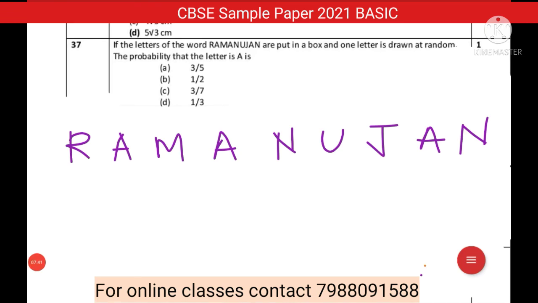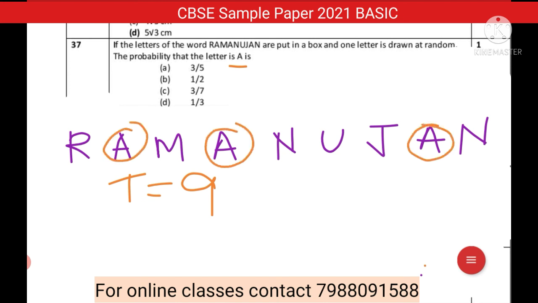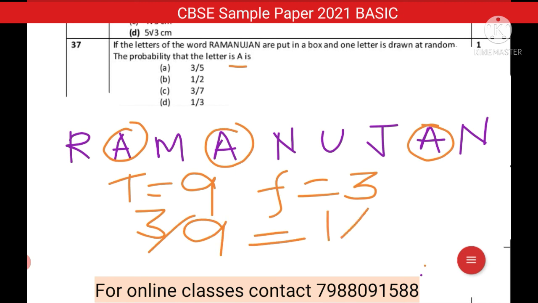Question number 37 says, if letters of the word Ramanujan are put in a box and one letter is drawn, find the probability of the letter A. And there are total 9 alphabets in the word Ramanujan. And our favorable cases is alphabet A. So 1, 2 and 3. 3 are the favorable cases. Hence our answer comes out to be 3 by 9, that is 1 by 3. And hence D is the correct option.